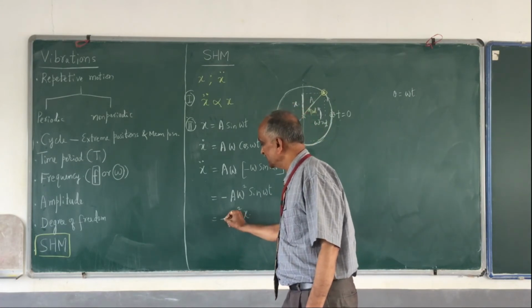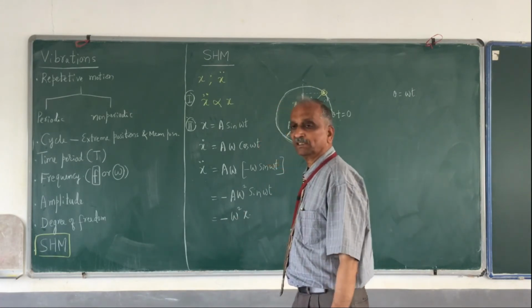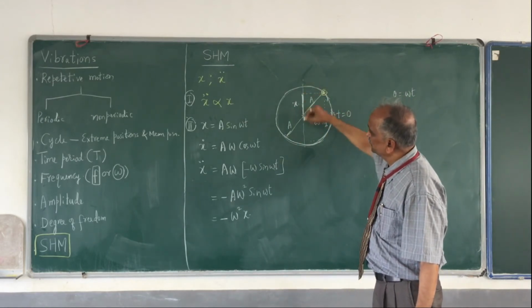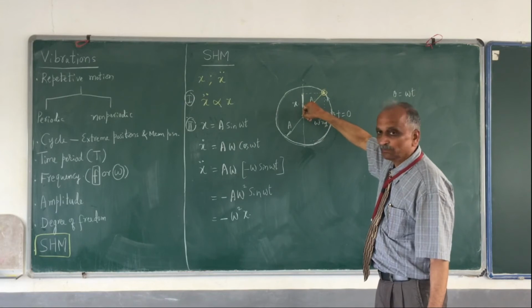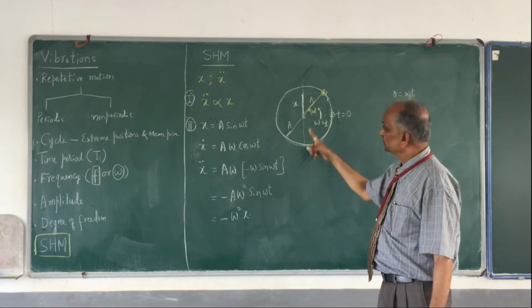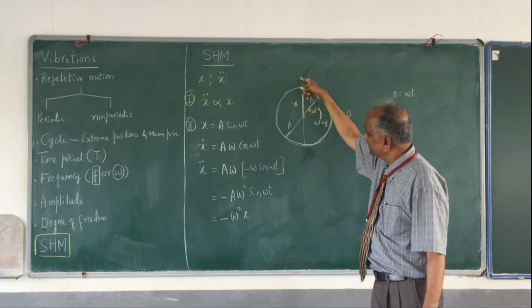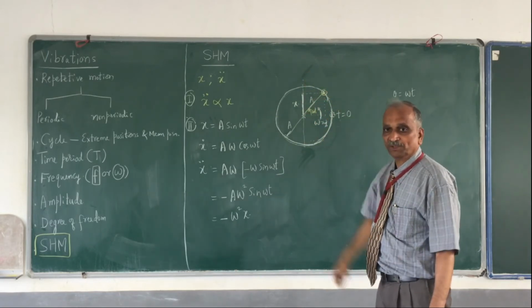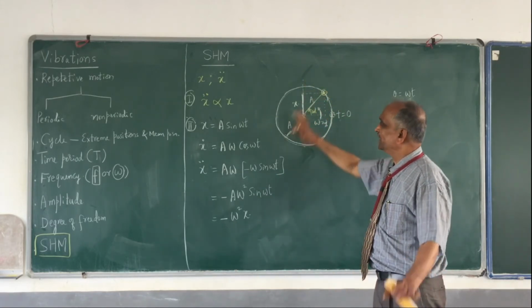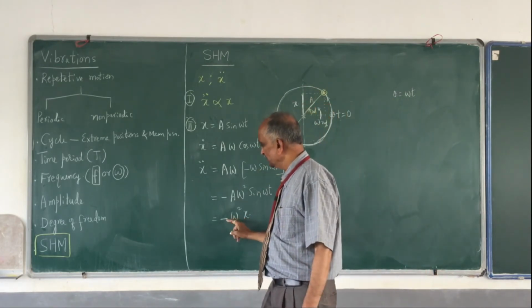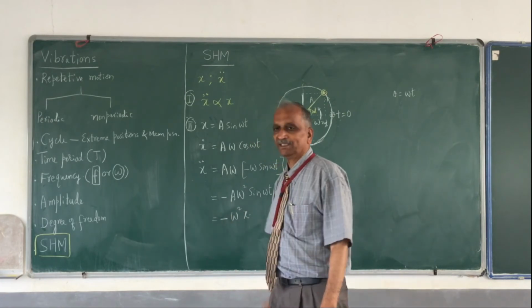This minus sign tells you that the acceleration is towards the mean position. What is the mean position here? These are the two extreme positions, and this is the mean position. Even if the displacement is in this direction, the acceleration is this way. So wherever it may be, the acceleration is always towards the mean position. That is indicated by the minus sign.